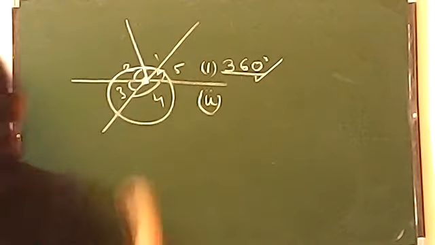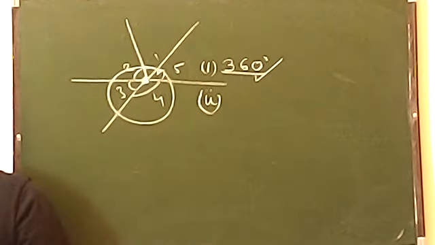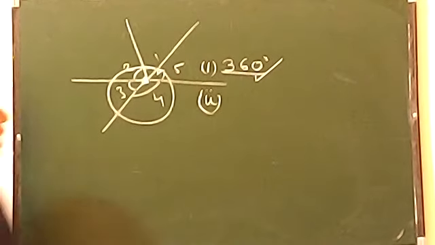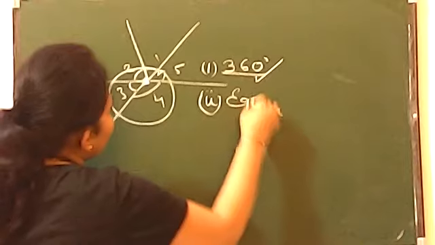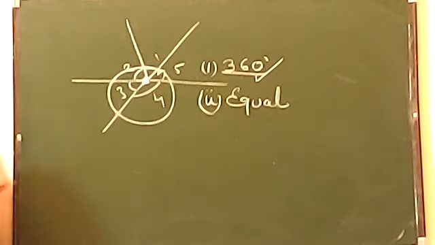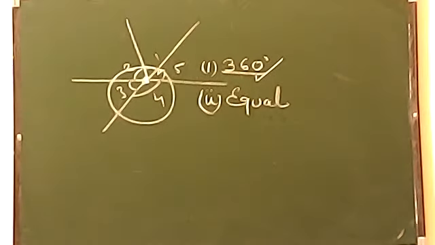Now, the second MCQ says that if you have two parallel lines intersected by a transversal, then the pair of alternate angles are always equal. Remember, when you have parallel lines and there is a transversal, alternate angles formed by them are always equal.